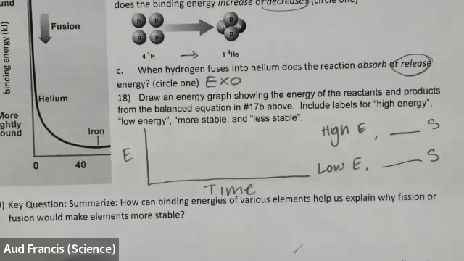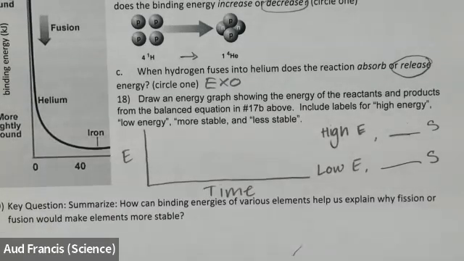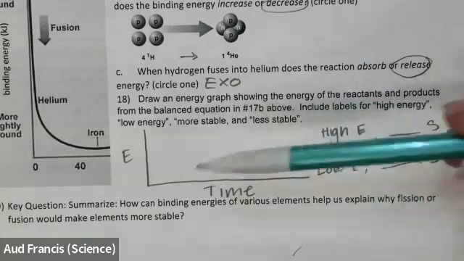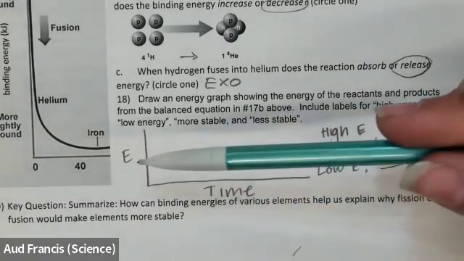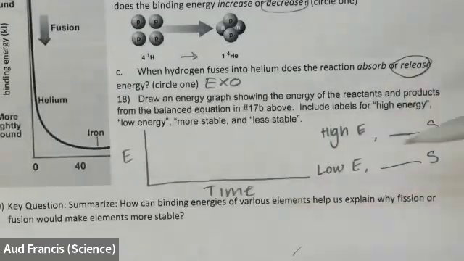All right. So it was a quick little pause there. I went ahead and drew in our bracket. So again, E for energy, and then time on the bottom, high energy on the top, low energy on the bottom, and then we have these blanks for stability.